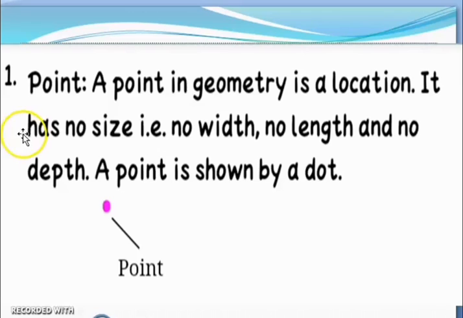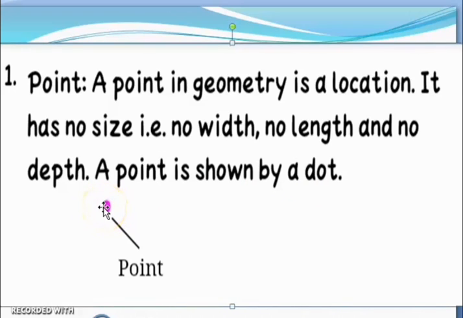Dear students, let us know what is a point. A point in geometry is a location. It has no size, that is no width, no length, and no depth. A point is shown by a dot. Here this is a point and is shown by the dot.